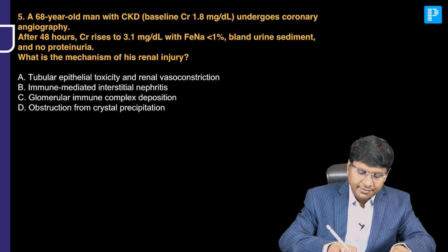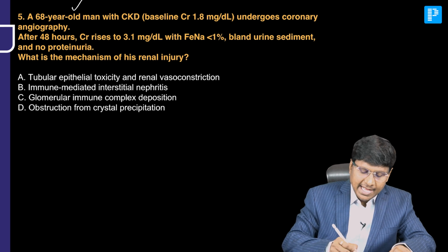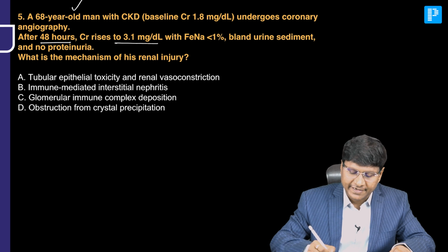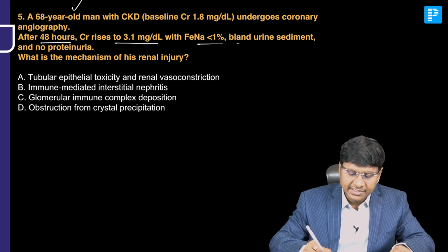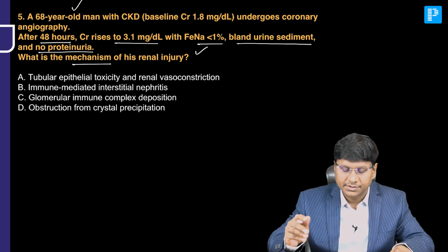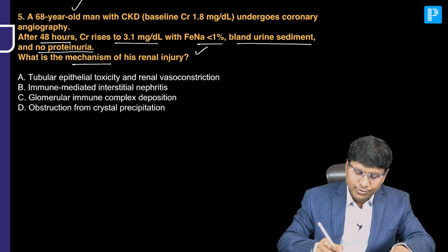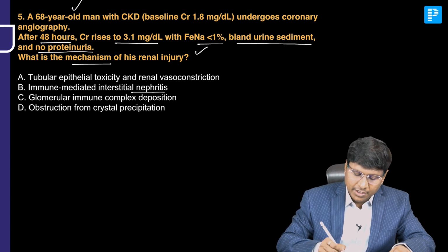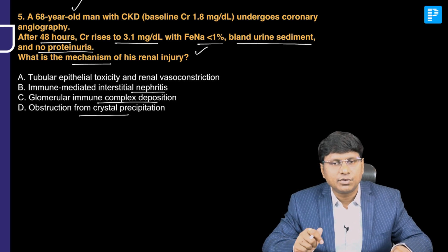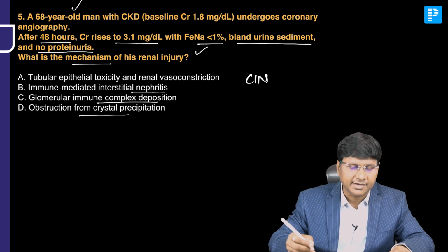The next question: we have a 68-year-old man with chronic kidney disease who undergoes coronary angiography. After 48 hours, the creatinine rises to 3.1 milligrams per deciliter with fractional excretion of sodium less than 1%, and there is bland urine sediment and no proteinuria. What is the mechanism of his renal injury? The options are tubular epithelial toxicity and renal vasoconstriction, immune-mediated interstitial nephritis, glomerular immune complex deposition, and obstruction from crystal precipitation. So after coronary angiography, there is an increase in serum creatinine. What is this considered as? This is considered contrast-induced nephropathy.